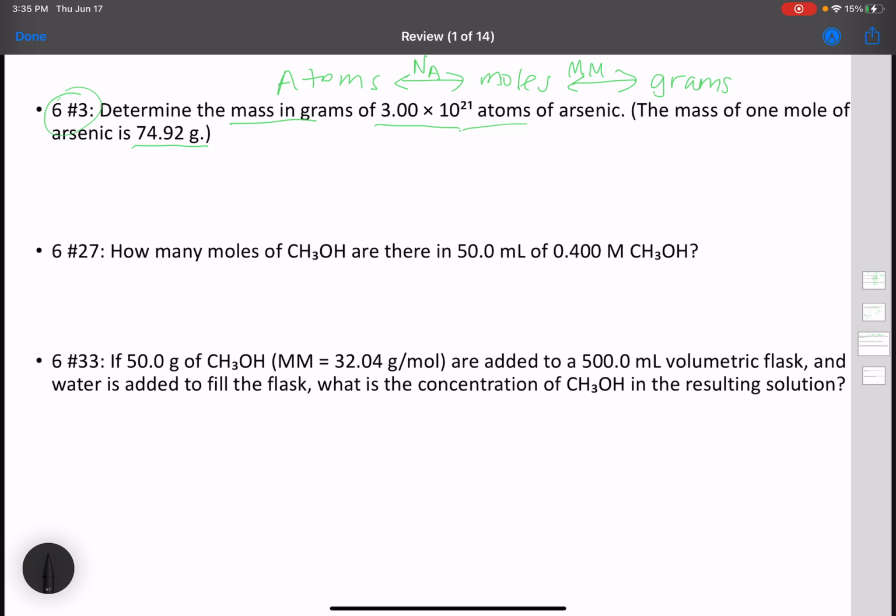So in this case, we always want to start with the amount of something that we're given. I like to pretend like somebody just handed me something. In this case, they handed me 3 times 10 to the 21 atoms of arsenic. And so that's the number I'm going to start with.